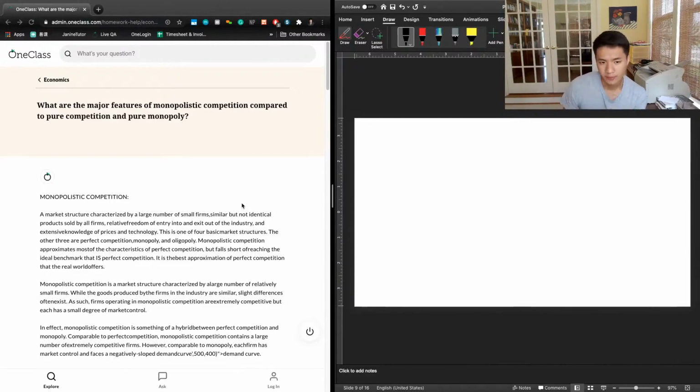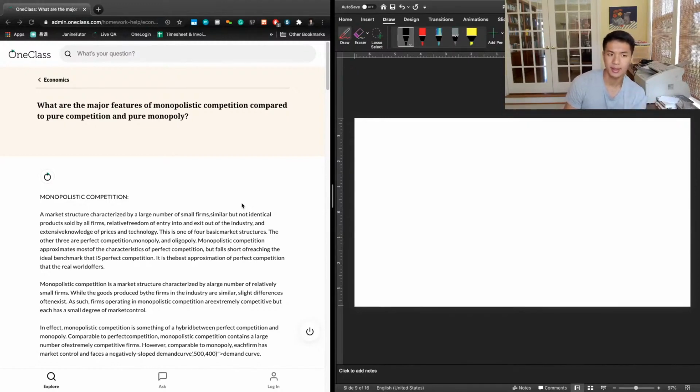And so, unlike in monopoly, where there are high barriers to entry and exit, maybe very, very high upfront fixed costs or something like that, in monopolistic competition, just like in pure competition, we find that firms have very low barriers to entry and exit. Firms who want to enter the market can enter with very little barriers, and firms who want to exit the market are not prevented from doing that. And so that's going to be another major feature of monopolistic competition.